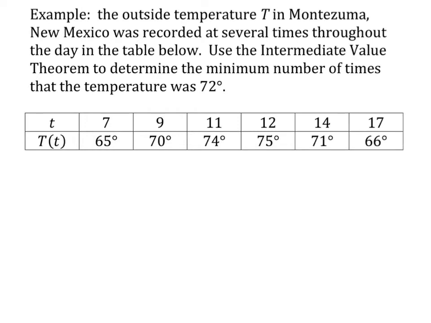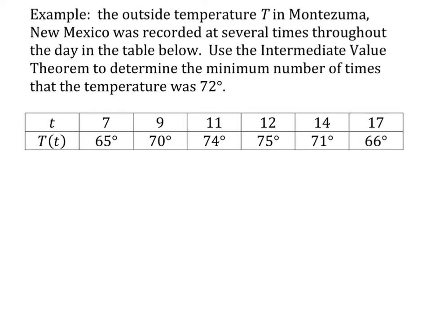Alright, so for this problem, the outside temperature T in Montezuma, New Mexico is recorded several times throughout the day in the table below. Use the intermediate value theorem to determine the minimum number of times that the temperature was 72 degrees. So remember what the intermediate value theorem is about. The intermediate value theorem basically says if you have an interval that starts below a value and ends above a value, you must hit every value in between those things on that interval. So they want me to find out how many times the temperature was 72 degrees. I mean, if you're up for it, it's not a hard problem. Pause the video, think about what this would be.